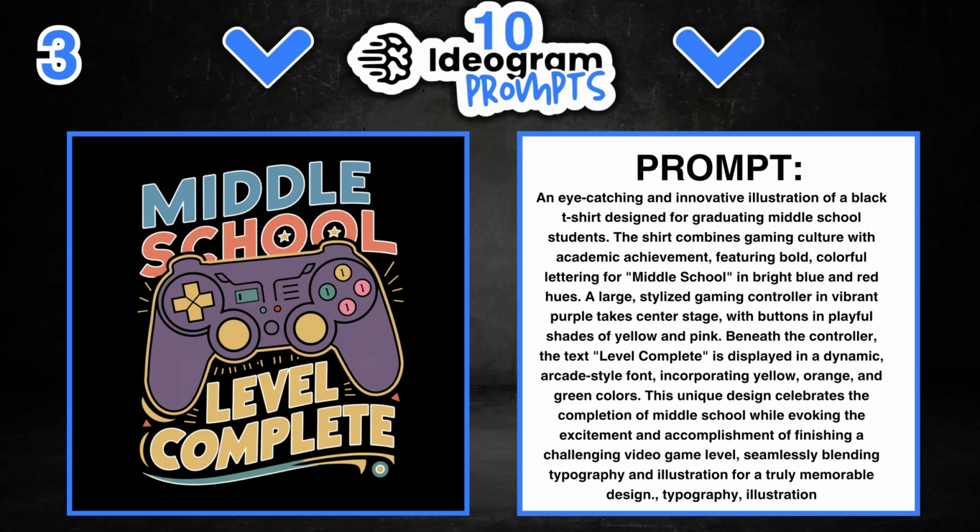So if we take a look at the prompt, we can see what this looks like. Right here it says middle school, and right here it says level complete. So we can change this out for a different quote, and then we could change the object. So we could completely change this design, but just use this prompt as a base. And again, we can change out the yellow, the orange, and the green colours for any colours that we want.